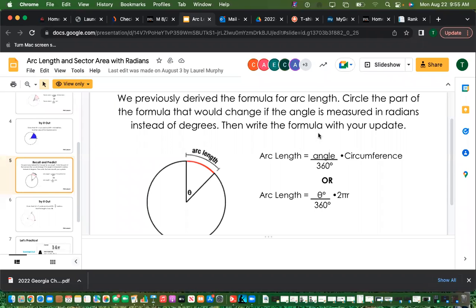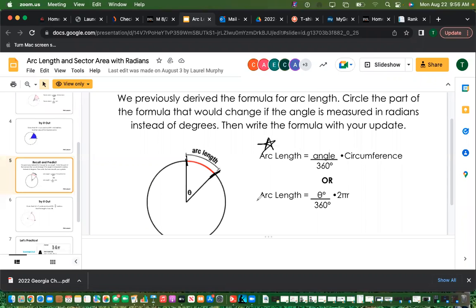We have something else called arc length. This is how long the measurement is. For instance, we've previously learned we can find the degree of this angle or this arc, but we want to find the distance between here and here. So this is the formula for arc length.